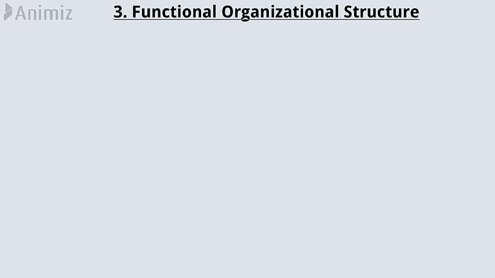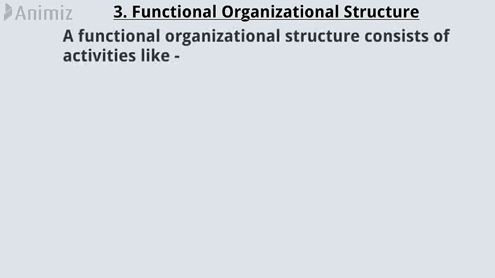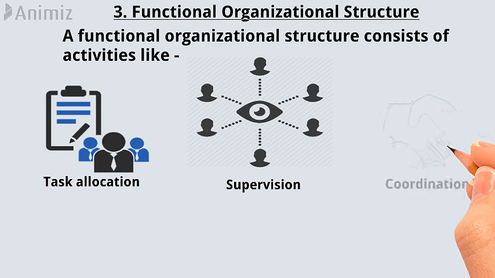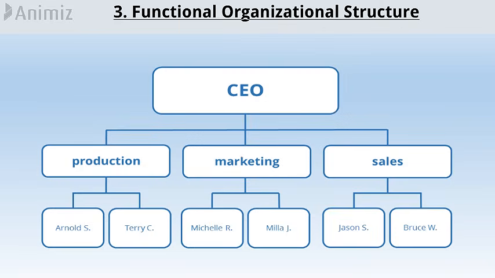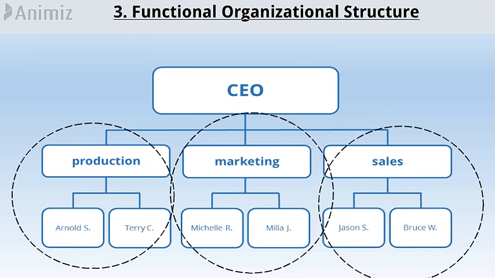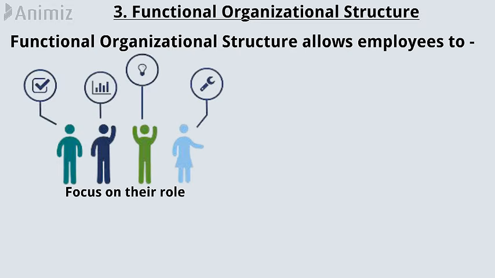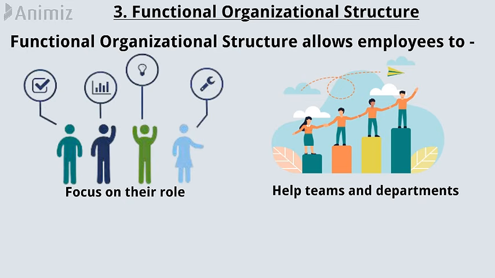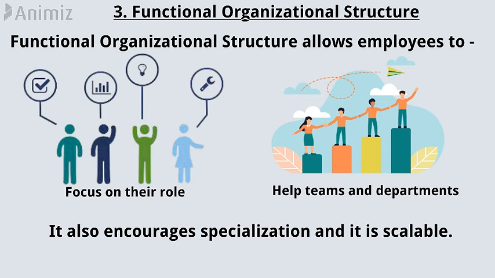3. Functional organizational structure. A functional organizational structure consists of activities like task allocation, supervision, and coordination. Functional structure is also like a hierarchical structure. A person with the highest level of responsibility is positioned at the top, and employees are positioned according to their skills and specialty. The only difference is, each department here is managed independently. Functional organizational structure allows employees to focus on their role, and helps teams and departments to feel self-determined. It also encourages specialization, and it is scalable.